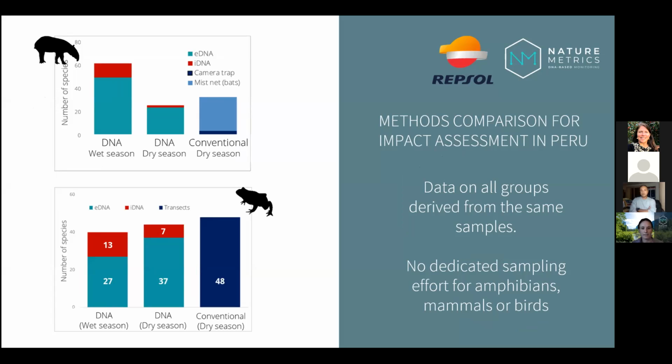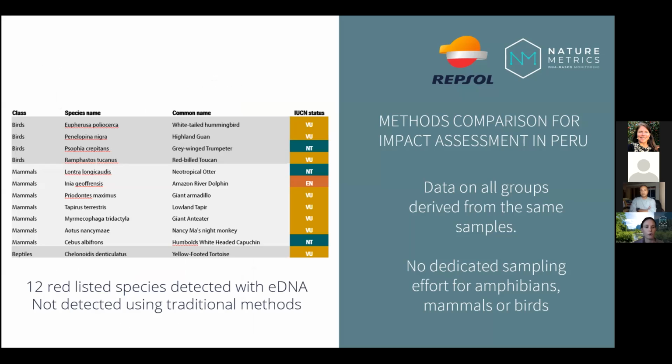It's not necessarily the same species, because the things that show up in the river may be different from what you find on land, but it's a huge amount of information, and we can get this information even in the wet season when they haven't been able to mobilize teams to go out and do the conventional surveys. And overall, there were 12 IUCN red-listed species that we detected in the eDNA data that weren't detected by the conventional methods at all. So that's really valuable additional information.